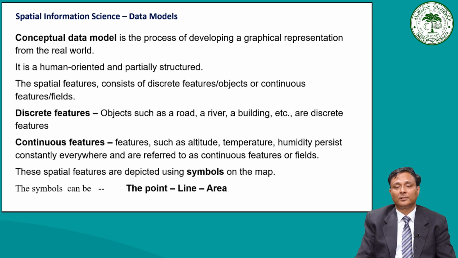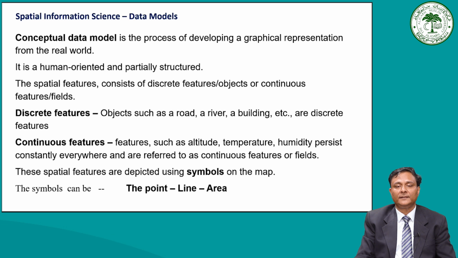Objects such as a road, a river, a building, etc. These are examples of discrete features because they can be identified separately in the everyday world. Whereas other features such as altitude, temperature, and humidity persist constantly everywhere and are referred to as continuous features or fields.